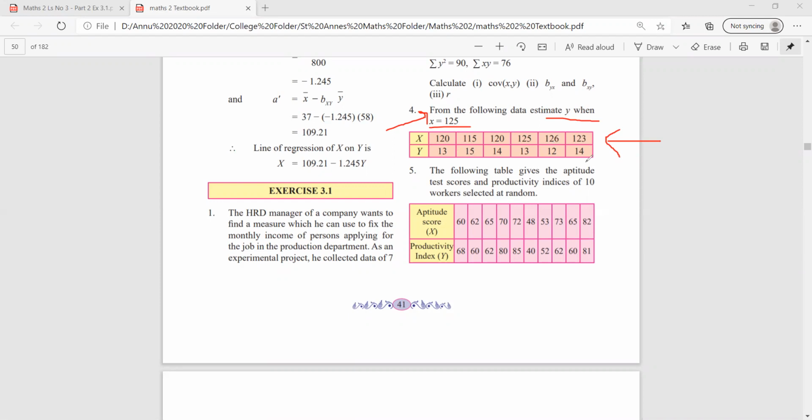Now class, listen to me very carefully. When you do change of origin, you cannot do it only for one column. When you follow change of origin, even if one of your columns is bigger than 20 and one is smaller than 20, you have to follow the technique for both the columns. So even if your values are less than 20, you cannot skip the step.